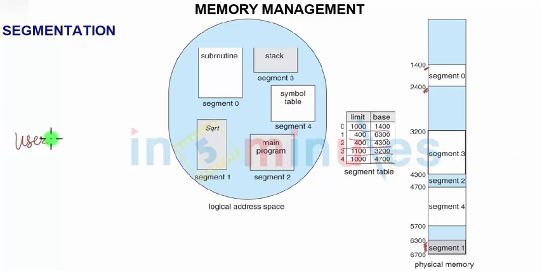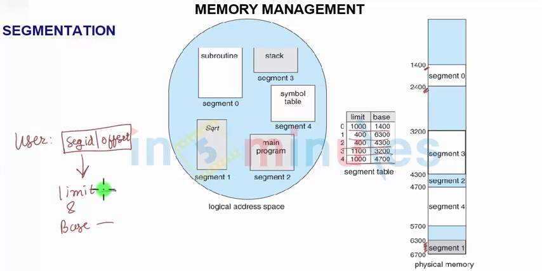The user would always provide two things: segment ID and the offset. The segment ID would give us the limit and base. If they are both valid, then we combine base and offset so that we can get the final address. Things are pretty simple to understand provided your paging is clear.